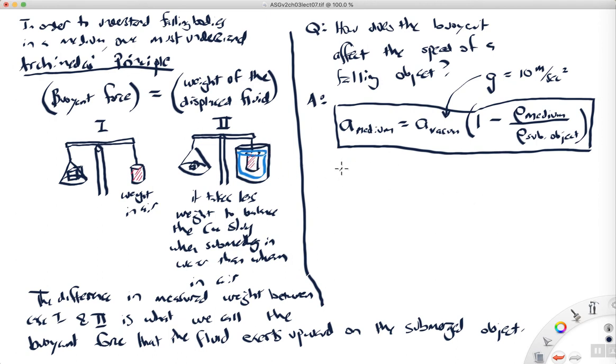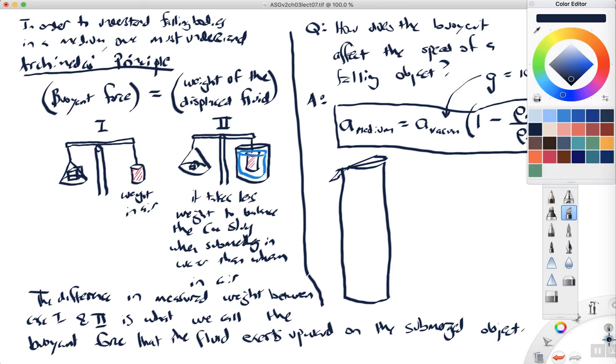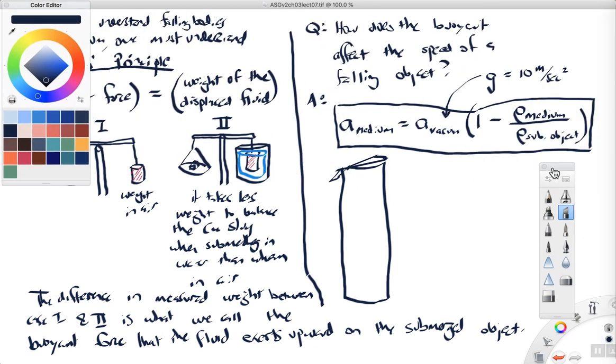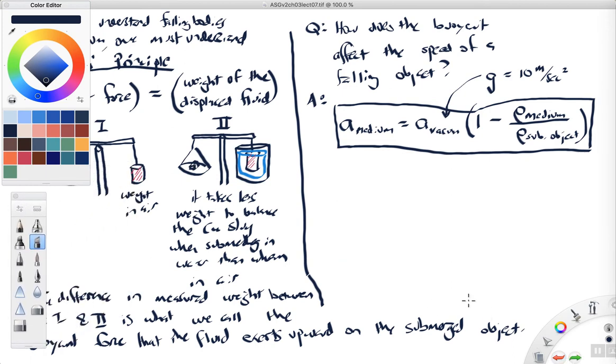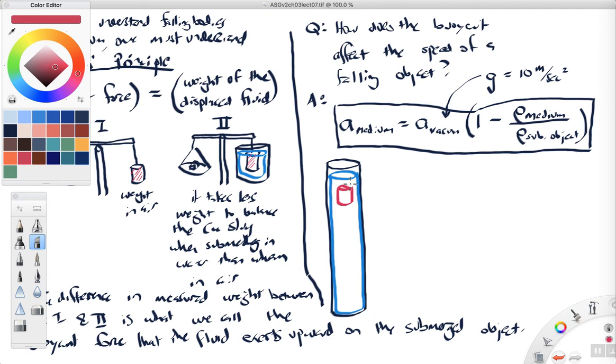So if I were to take a tall glass tube, it could be any kind of tube, doesn't have to be glass, and I were to fill it with a fluid like water, and I were to take this copper slug and suspend it by a string in here, and then I were to suddenly cut the string, this copper slug would fall, right?